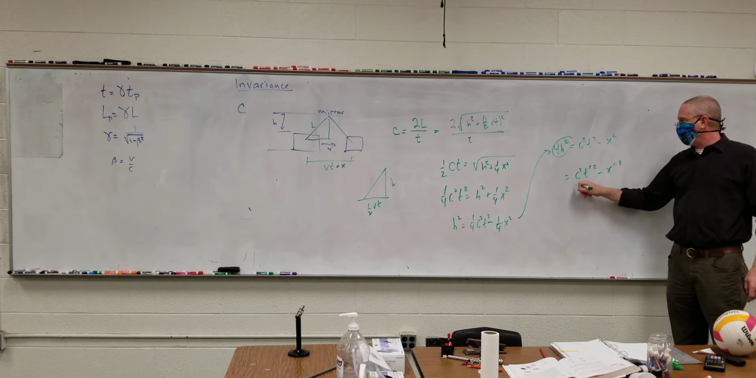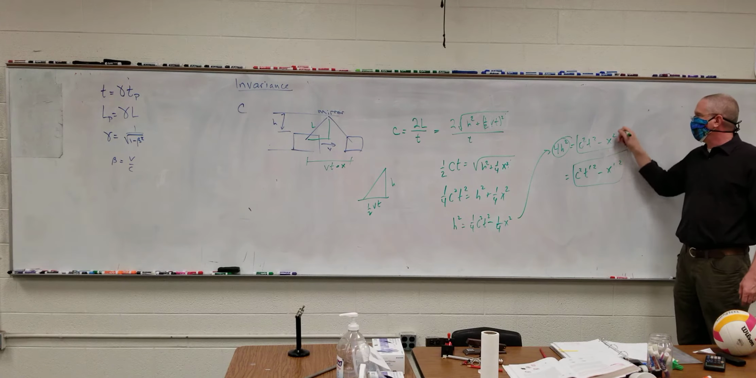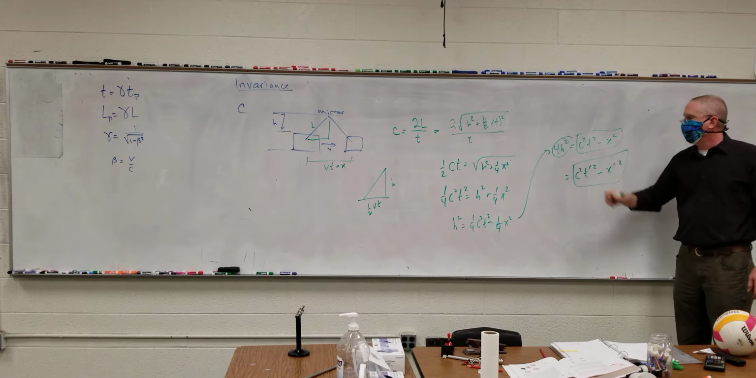So what we in essence have here is that this right here is constant for whatever reference frame. So this is an invariant. So we have two invariants here. The speed of light is invariant to all reference frames, and this difference between c squared t squared minus x squared is also the same for every reference frame. And that's about it. That's about the same for everybody.